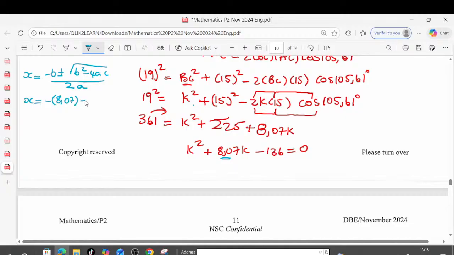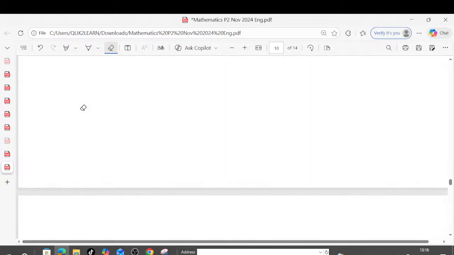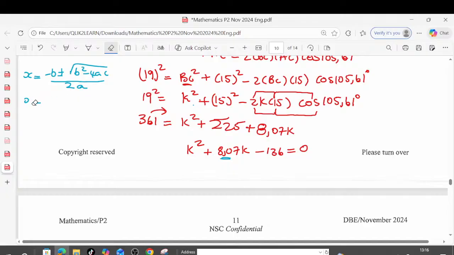So this will be 8.07 plus or minus the root of b, which is 8.07, and this is squared, minus 4. The value of a is 1, the value of c. Guys, this is a sign where we are tired. Okay. Just going to try to make everything fit, né?